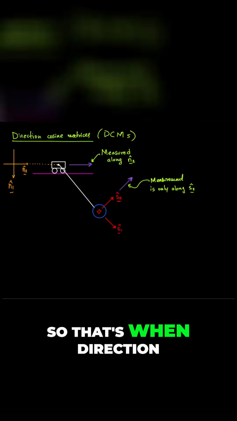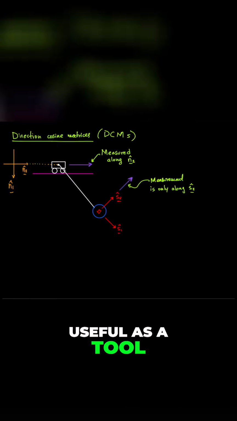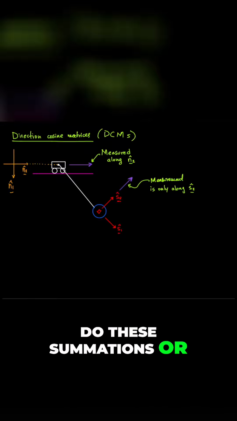So that's when direction cosine matrices become very useful as a tool to do the operations that we need to do in order to do these summations or to do these operations.